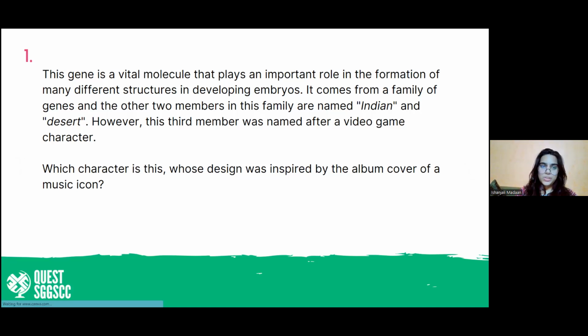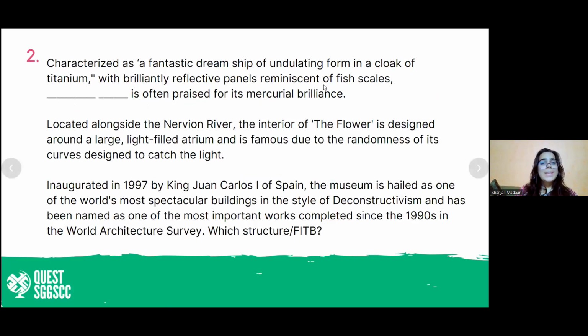Moving ahead to the next question, question number 2. Characterized as a fantastic dream ship of undulating form in a cloak of titanium with brilliantly reflective panels reminiscent of fish scales, Dash is often praised for its mercurial brilliance. Located alongside the Nervión River, the interior of the flower is designed around a large light-filled atrium and is famous due to the randomness of its curve designed to catch the light.